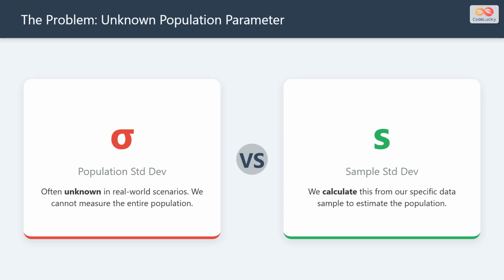So, what is the problem we are trying to solve? In many real-world scenarios, we want to make inferences about a population, but we don't know the population's true standard deviation, represented by the Greek letter sigma. Instead, we only have the sample standard deviation, represented by the letter s, which we calculate from our data. This adds uncertainty to our estimates.